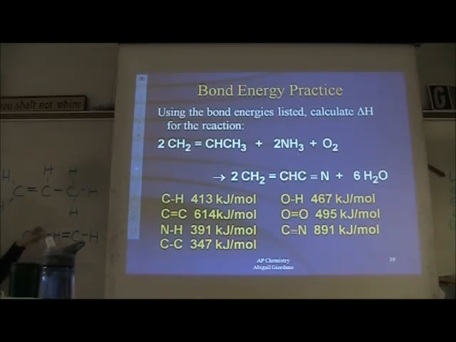Correct. Hydrogen can only have 2 electrons next to it. Remember, this line is a pair of electrons. Hydrogen can't do this. That's illegal. This is the only way you could draw this out. Right? So, let me erase this.